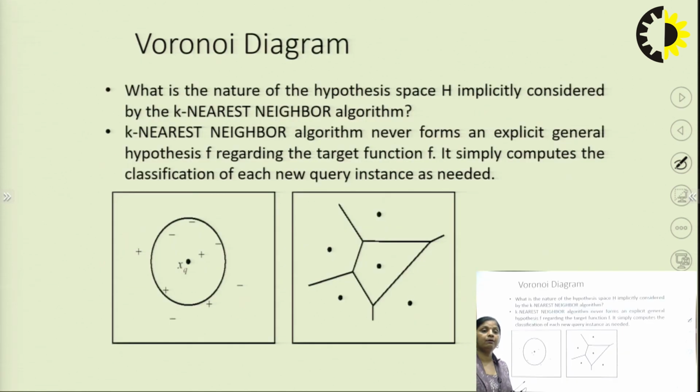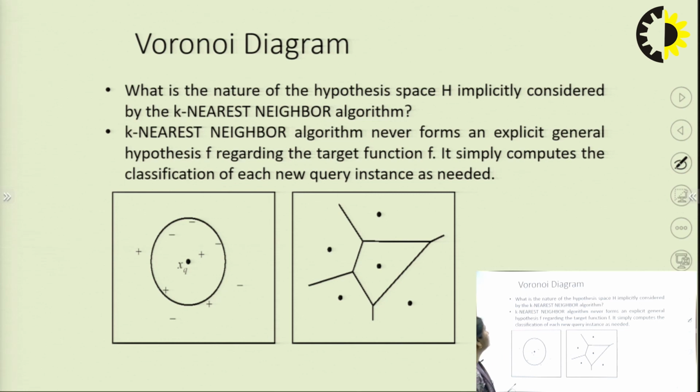Now, when we are discussing the nearest neighbor method, we have done k nearest neighbor, and one example. Now our question is, actually we are trying to learn some target function. We are not learning it explicitly in the beginning and then applying the queries. No, we are calculating that function only when a query comes, with the help of the neighbors.